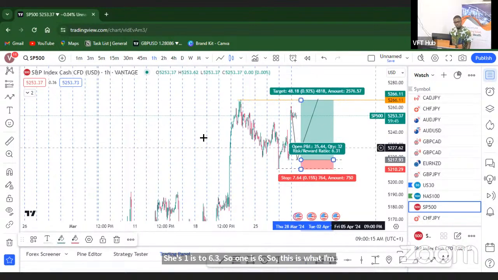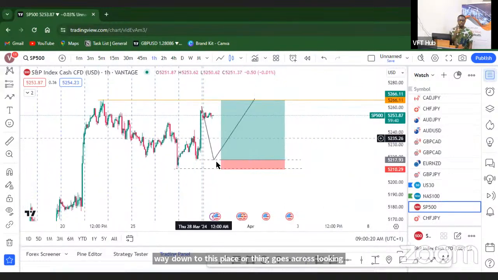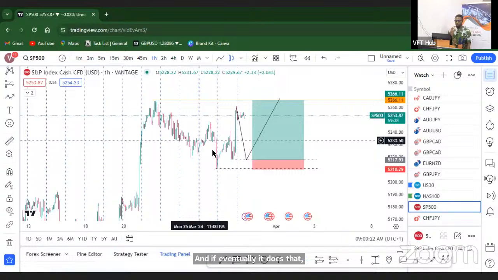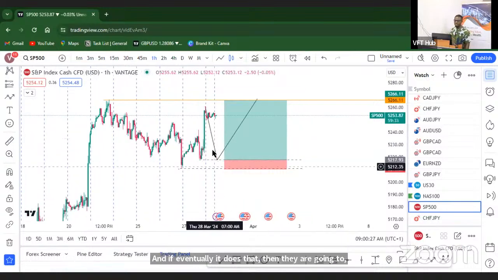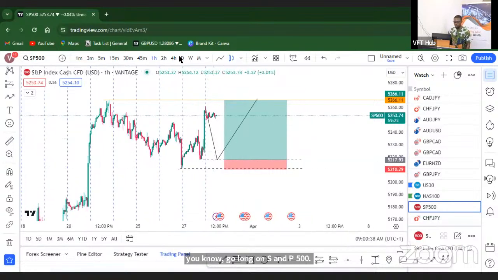Don't know if price is going to come all the way down to this place, or, fingers crossed, looking at what price will do. And if eventually it does that, then we are going to go long on S&P 500. Like you all know, let me show us from the daily time frame.